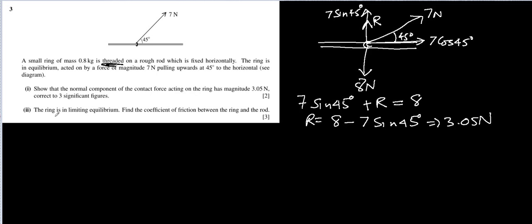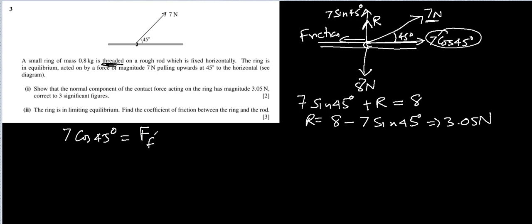Next, the ring is in limiting equilibrium. Limiting means if you apply even more than 7 newton force, it will still be stopping, which means that the force which is in this direction will be equal to the force which is in the left direction. And what is the force in the left direction? Friction is the only one, right? And they're saying find the coefficient of friction, so we have to equate the two. So 7 cos 45 degrees will be the same as the force of friction.